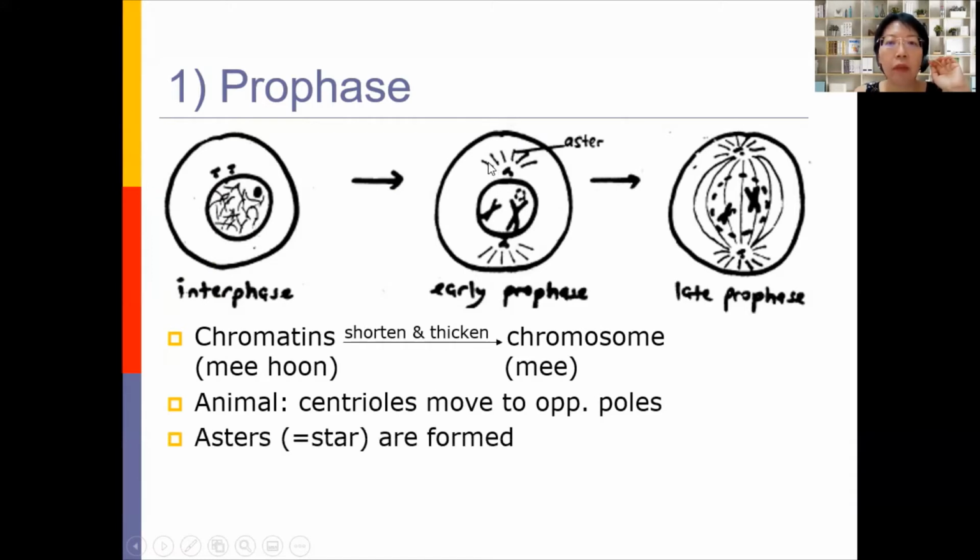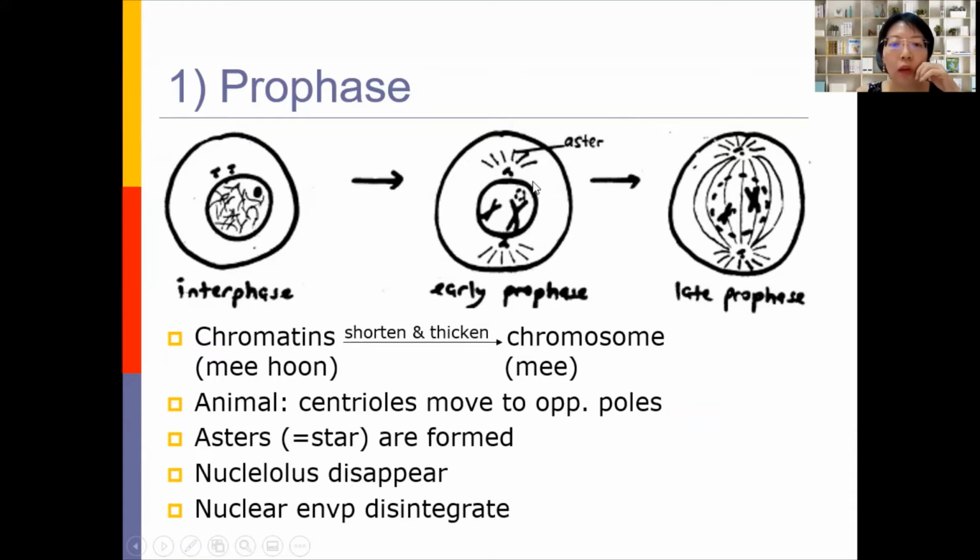Then asters are formed. This line here is called the aster. Aster stands for star because it looks like a star. Asters are made up of microtubules that grow outwards from the centrioles, so it looks like a star. Then the nucleolus disappears, so the lozenges dissolve already. Also the nuclear envelope disintegrates. The nuclear envelope will break into small vesicles like this, and eventually disintegrate and disappear. So the mouth has disappeared, right?